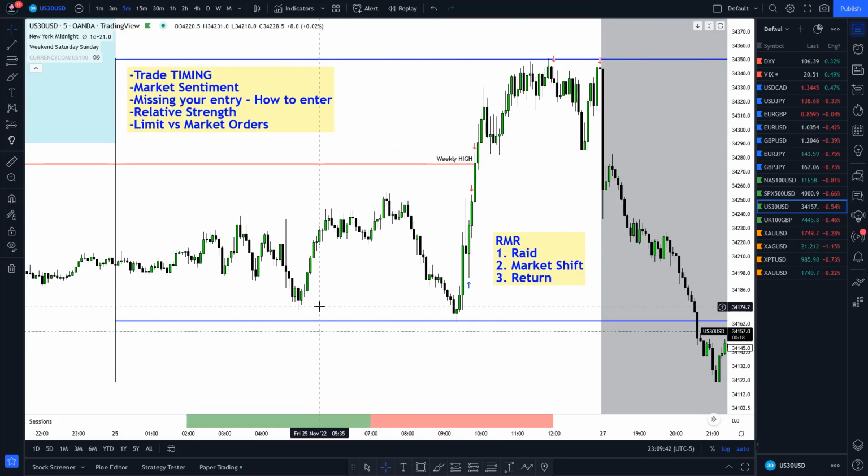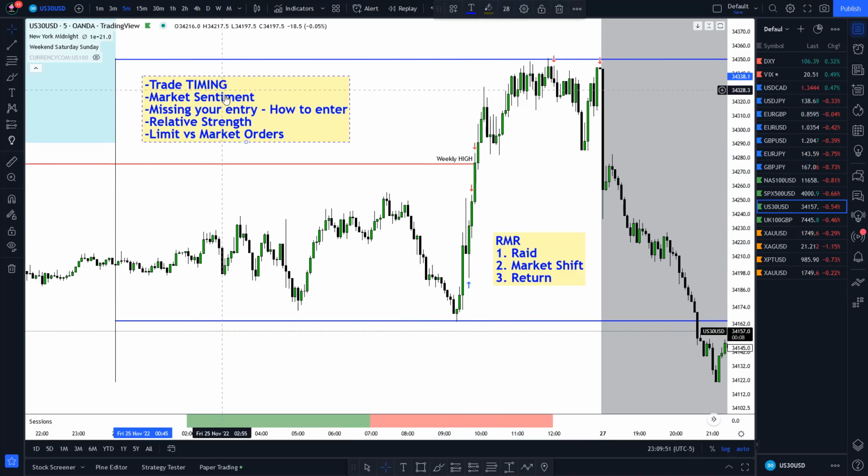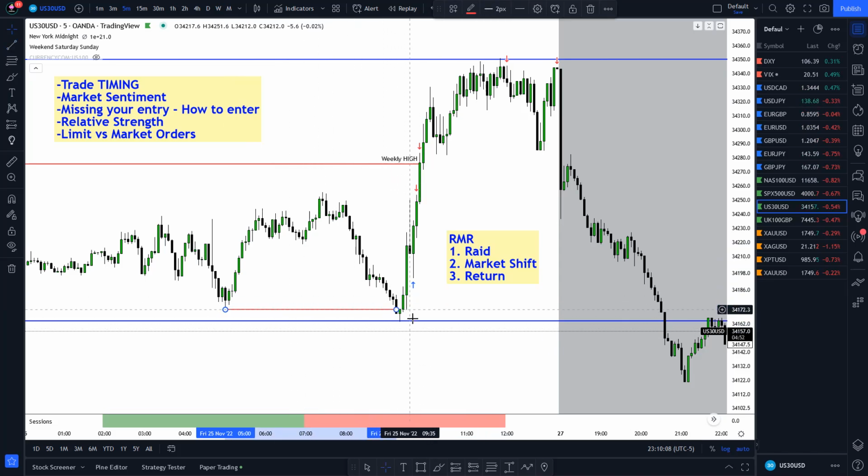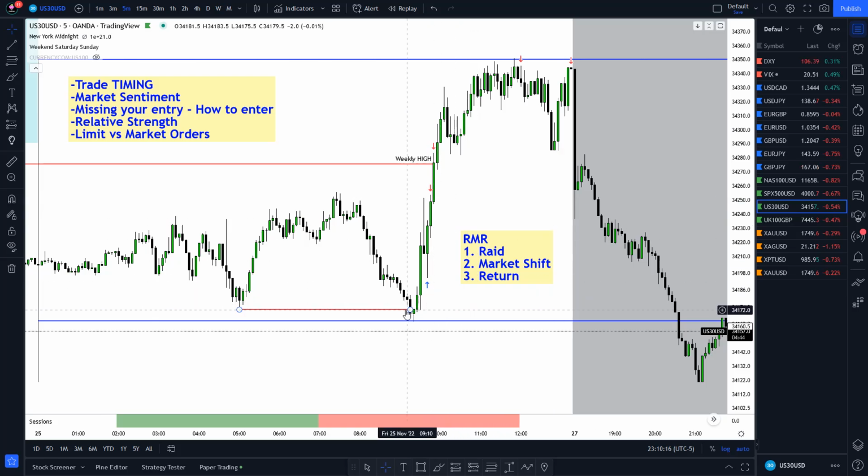I'm not too sure on the layout of this video, but I'm just going to go through how we saw this trade, and once we've done that quite quickly, I'll go through these topics and how they related to this trade. Of course the pattern we use is the RMR pattern. First we look for a raid, and under this swing low, when price reaches under, we can call that the raid. The raid is just another word for a short-term manipulation leg before a larger move in the opposite direction.